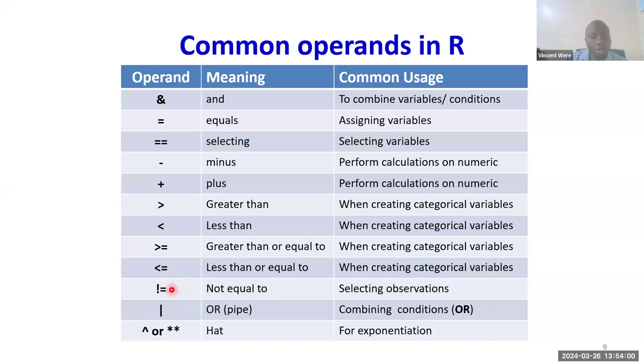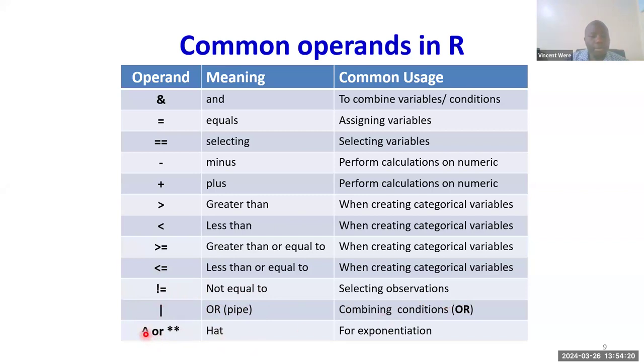So this is not equal to. Then you have this vertical pipe. This is very important because this is what you are going to use to say "or", where age is 20 or 30, where income is this or this. You're going to use this vertical pipe.